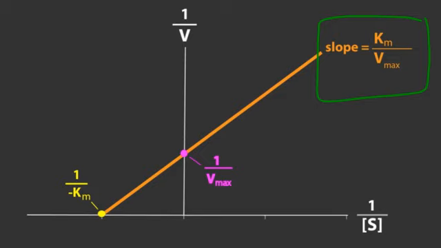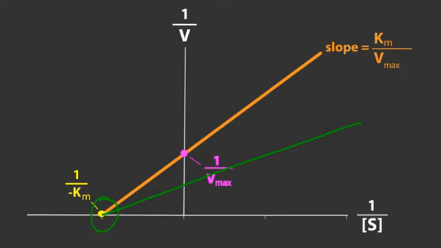The x-intercept is the point where the graph crosses the x-axis, and that's 1 over minus Km. And the y-intercept is 1 over Vmax. Now, we mentioned that in a reaction that's reached Vmax and all the enzyme sites are saturated, the only way to speed up the reaction, or to raise Vmax, is to add more enzyme. So when you add more enzyme and increase Vmax, this graph flattens out. Vmax is higher, the y-intercept is lower, and the slope is lower.